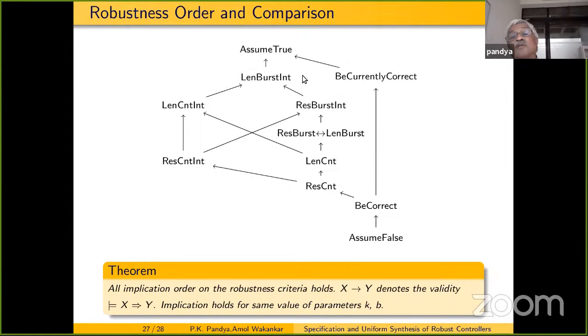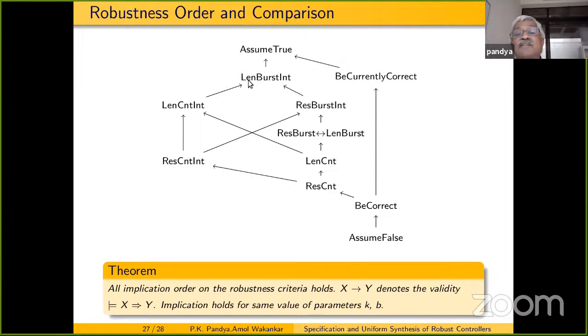Of course, if you can relax the assumption arbitrarily, you can say that I make no assumption, assume true. And then the controller requirement will become unrealizable. You will not be able to synthesize the controller. So the prescription is that you choose the weakest, or the highest, such relaxation criterion which leaves your controller synthesizable, right?